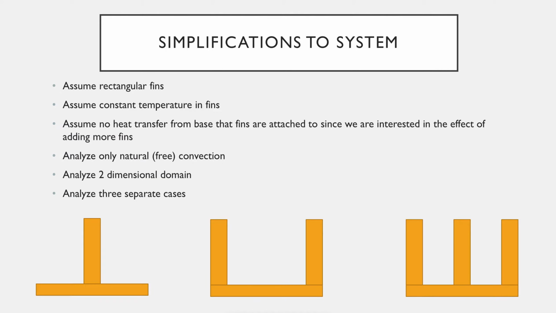In order to do this in a reasonable amount of time in MATLAB, several simplifications were made to the system. These simplifications were: assume rectangular fins, assume constant temperature in the fins, assume no heat transfer from the base that the fins are attached to, because we are interested only in the effect of adding more fins. Analyze only natural or free convection. Analyze a two-dimensional domain. And analyze 3 separate cases. Also note that I used fins at 400 Kelvin and a fluid at 300 Kelvin.